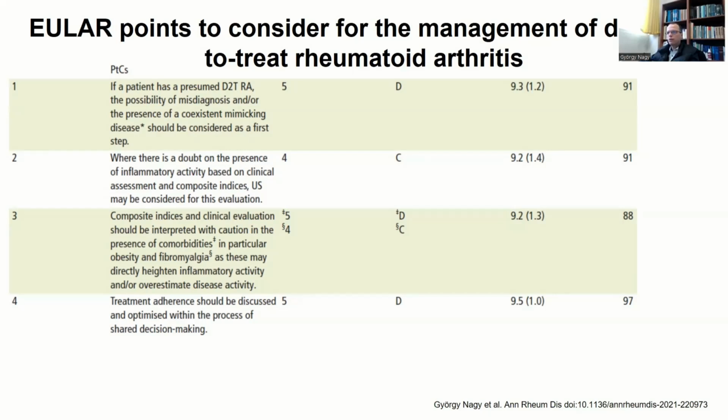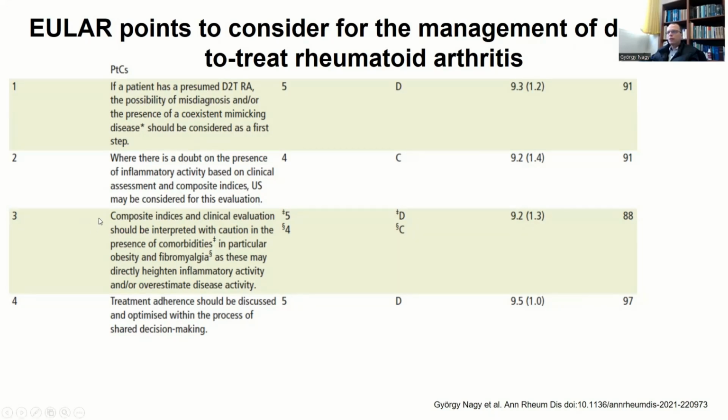The second is if there is a doubt on the presence of inflammatory activity, which may happen based on clinical assessment only and composite indices, that ultrasound may be considered for this evaluation. So in everyday clinical practice, if it's questionable if a patient is active or not, then ultrasound may help to clarify, because on ultrasound we can easily support or easily rule out really active disease.